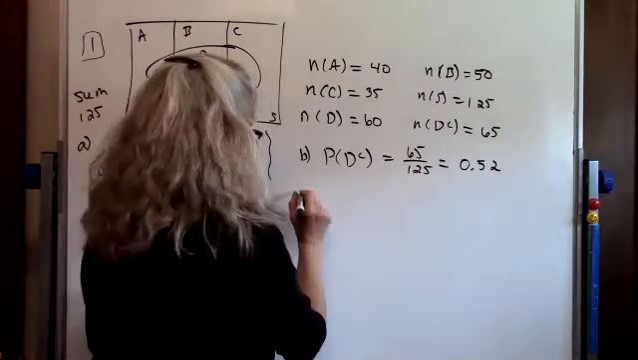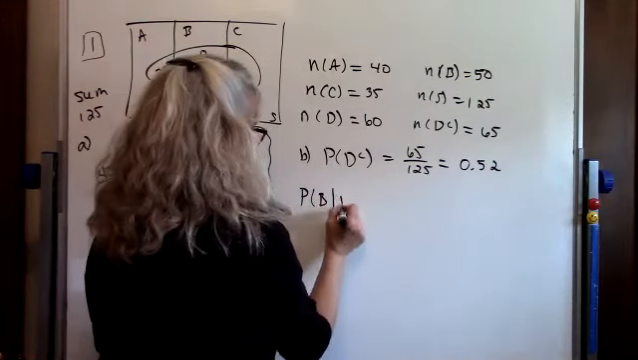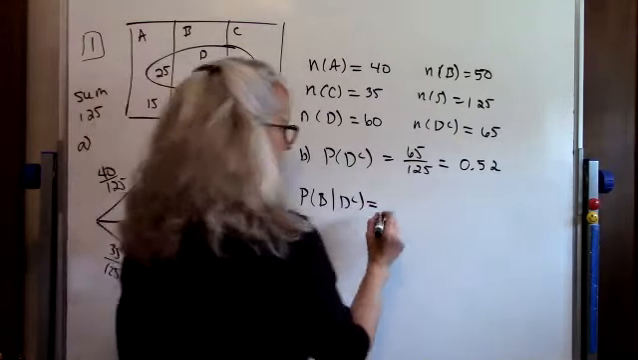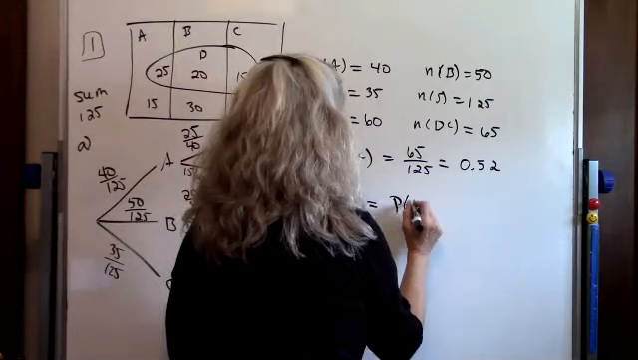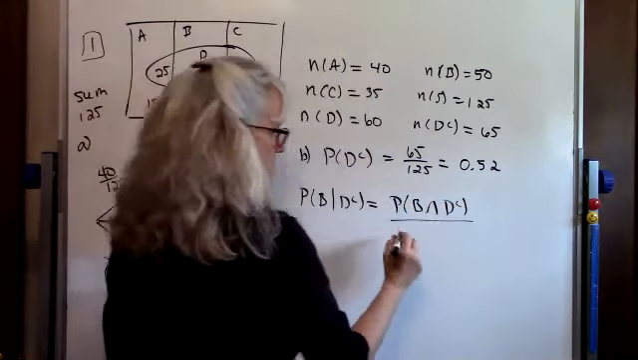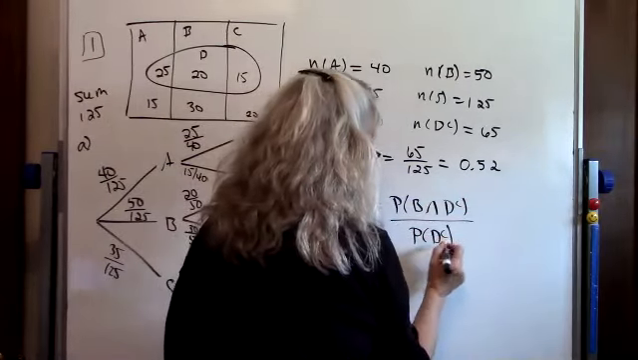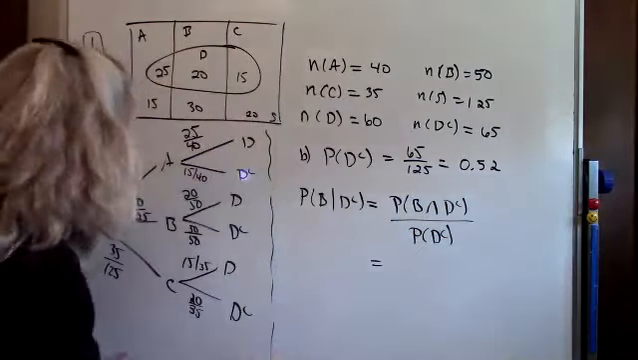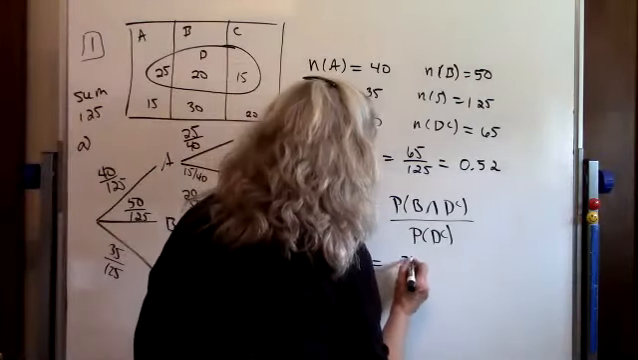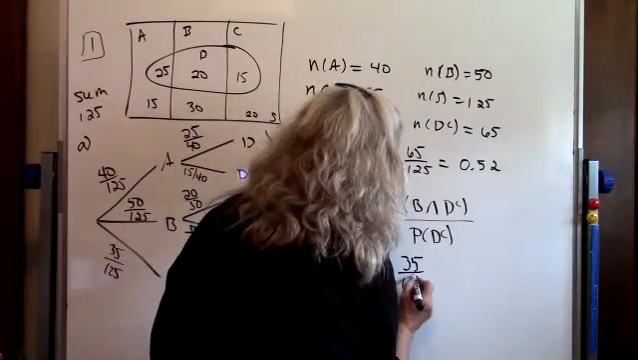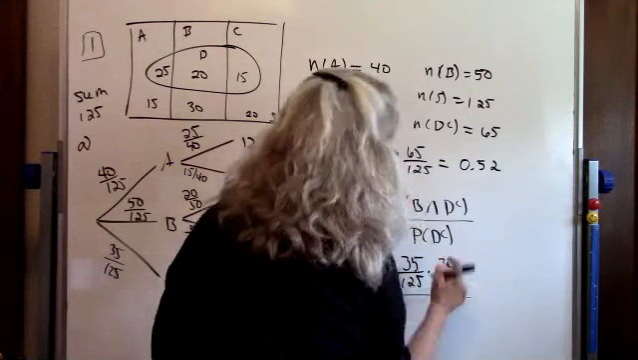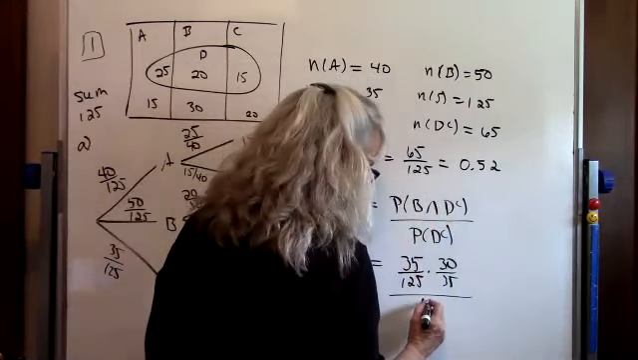And then the final thing that they're asking for is the probability of B given D complement. So this time we need the intersection of B and D complement, all over what we know has already happened, which is D complement. So we'll take the intersection, which is the bottom branching. So 35 over 125 times 30 over 35, all over D complement we just found, which was 65 over 125.